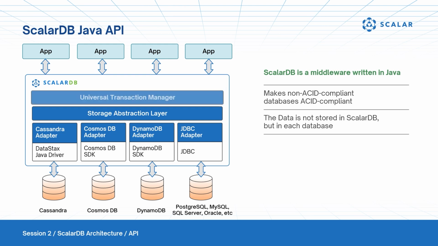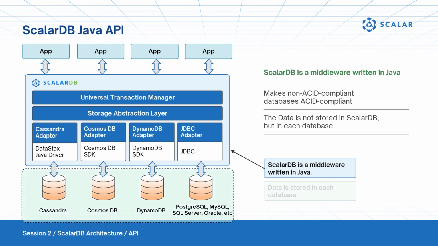The transaction manager is configured on the storage or database abstraction layer. This makes it possible to handle different types of databases in the same way. It also makes non-ACID compliant databases ACID compliant. ScalarDB is middleware written in Java code, and the actual data is stored in storages or databases registered in ScalarDB.